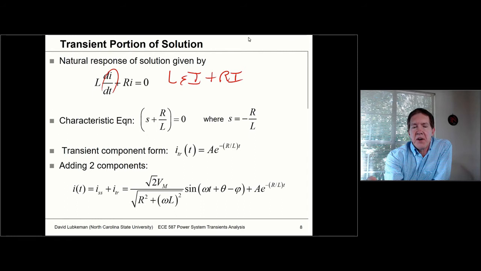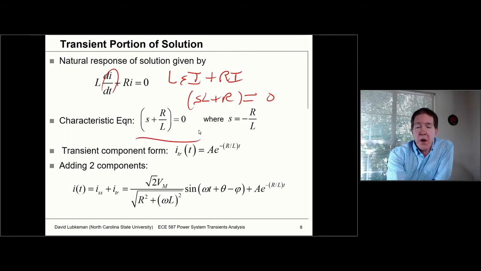And as far as the characteristic equation, what we're going to have is sL plus R, and we're going to find the roots of that to get the form of the solution. So the characteristic equation needs solving: sL plus R is equal to 0, or I can divide both sides by L and get the more common form, s plus R over L is equal to 0. And s in this case is minus R over L.